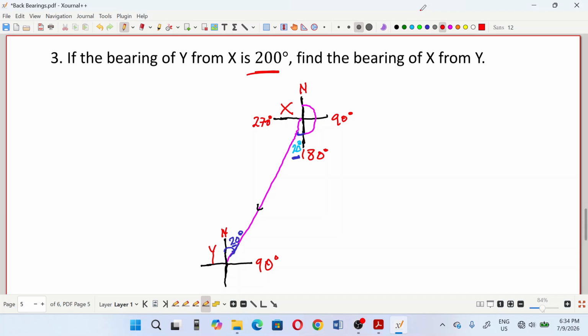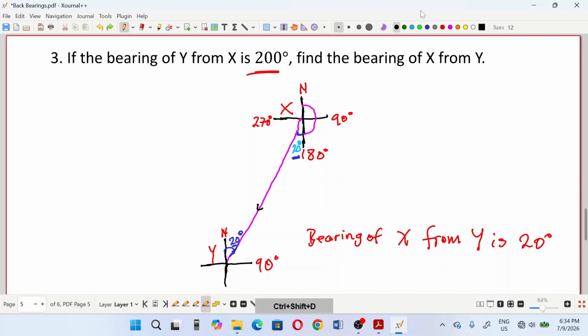So you're going to see the bearing of x from y is 20 degrees. Right, so this is 20 degrees. So this is the drawing aspect of it, right?